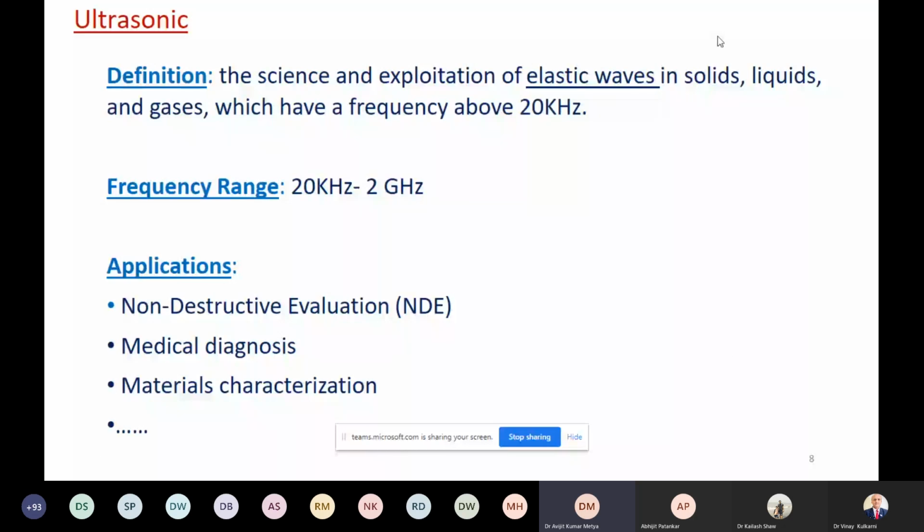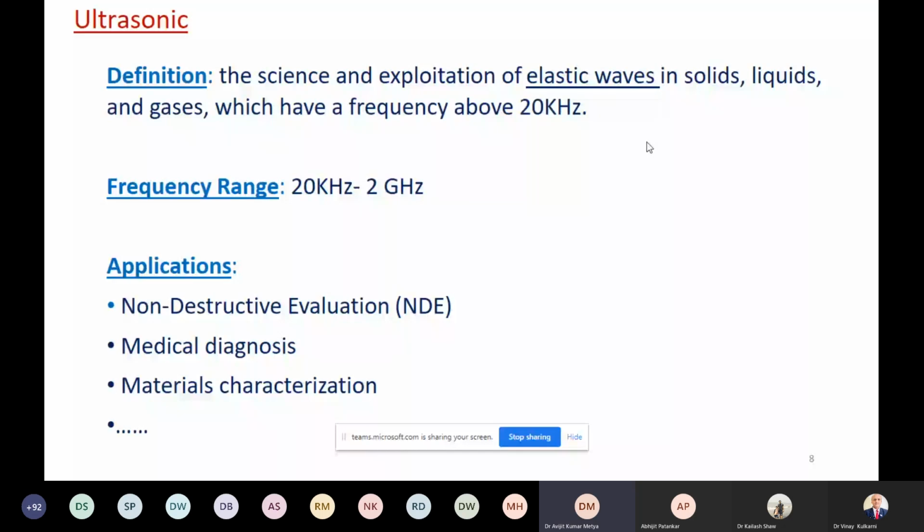So these are elastic waves. Particle movement will be there, and it will be done elastically in solids, liquids, or gases, with a frequency above 20 kilohertz. In the frequency spectrum, ultrasonic lies above 20 kilohertz. For our NDE techniques, we generally use the 20 kilohertz to 2 gigahertz frequency range.